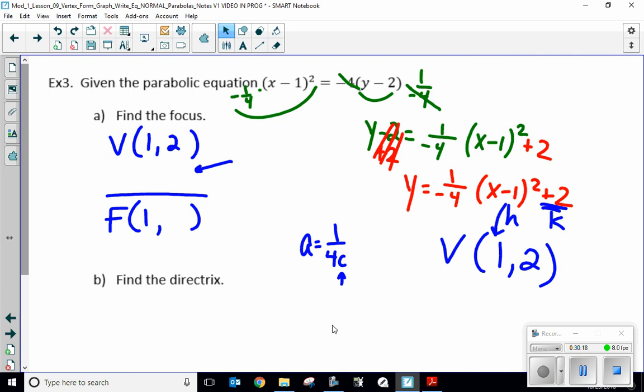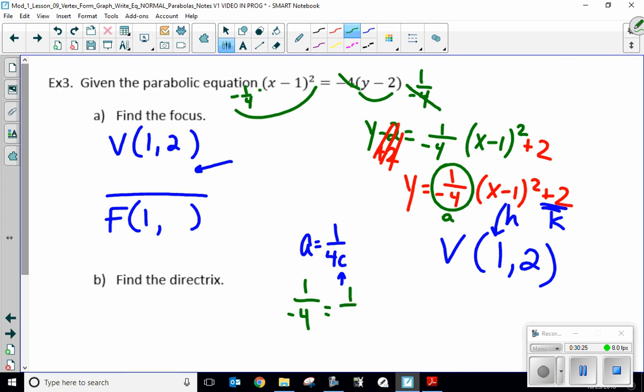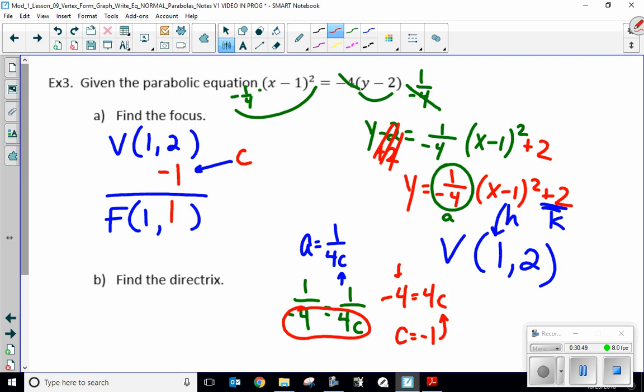My a value. So I'm going to say 1 over negative 4 equals 1 over 4c. In order for these bottoms to be equal, negative 4 equals 4 times c. c has to be negative 1. When I multiply 4 times negative 1, I get negative 4. So I need to adjust my y value by negative 1. So it's 1, 1. That's my focus.